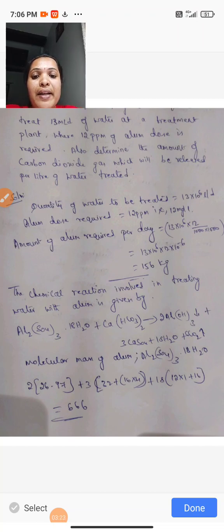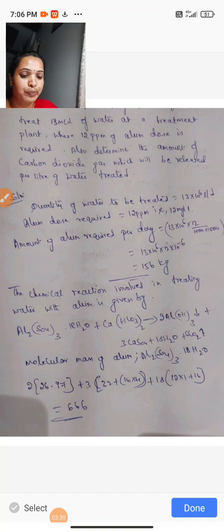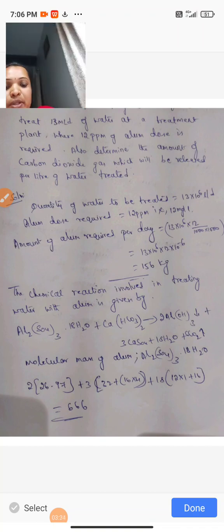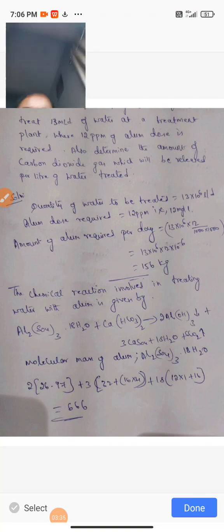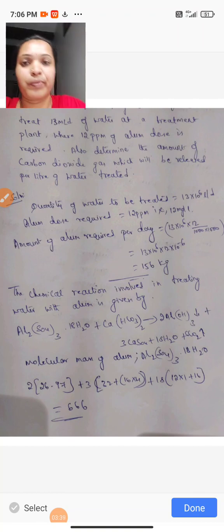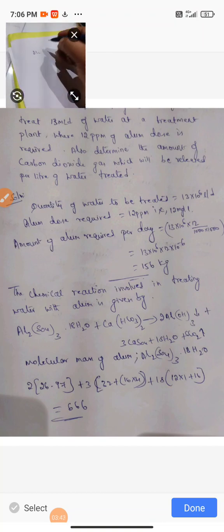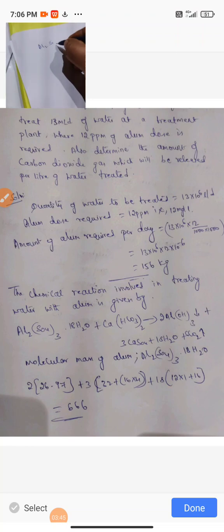The chemical reaction involved in treating the water with the alum. I will write it and show you. What is the alum formula? Say once again. That is Al2(SO4)3·18H2O. So this is the alum formula.